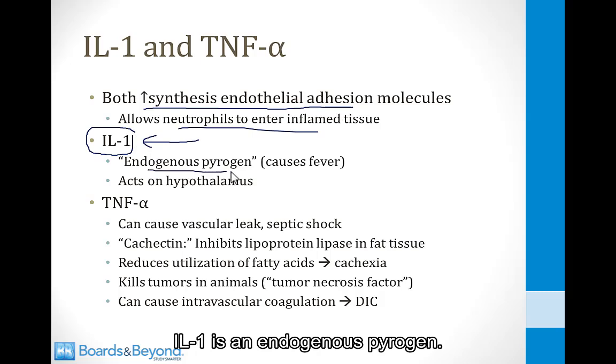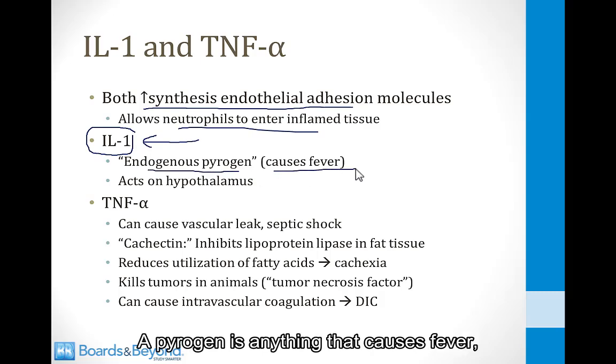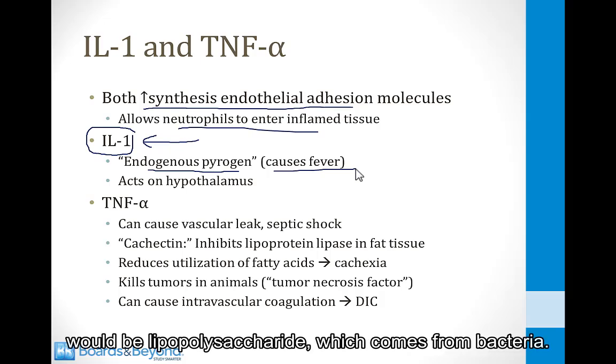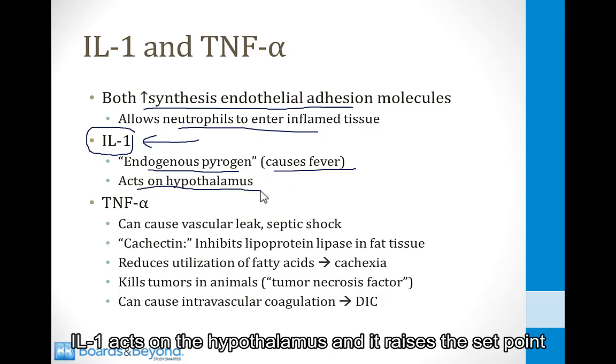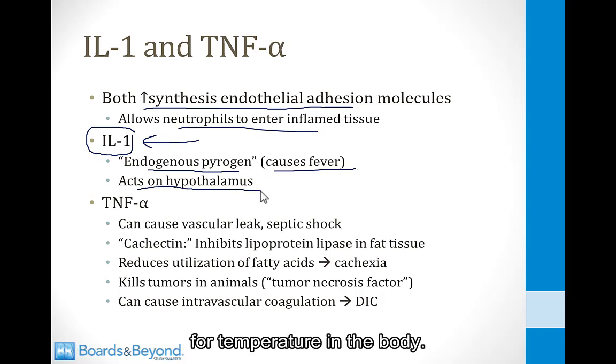IL-1 is an endogenous pyrogen. A pyrogen is anything that causes fever, and IL-1 is endogenous because it comes from within the human body. An example of an exogenous pyrogen would be lipopolysaccharide, which comes from bacteria. IL-1 acts on the hypothalamus, and it raises the set point for temperature in the body.